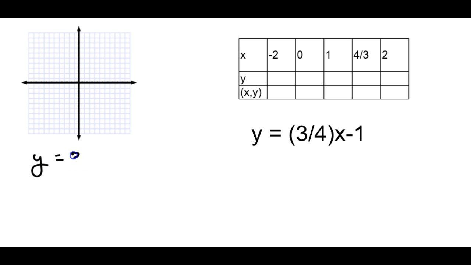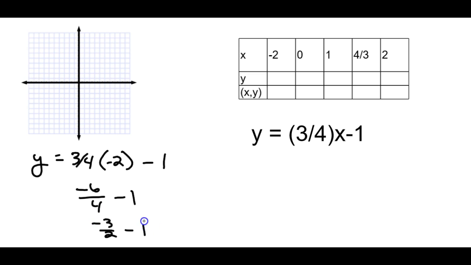equal to 3/4 times negative 2 minus 1. Remember our order of operations here, so we end up with negative 6/4 minus 1. Negative 6/4 is the same thing as negative 3/2. And if you make 1 a fraction, you're going to end up with 2/2. So negative 3 minus 2 is negative 5. And so I get negative 5/2 as my result here. Negative 5/2.